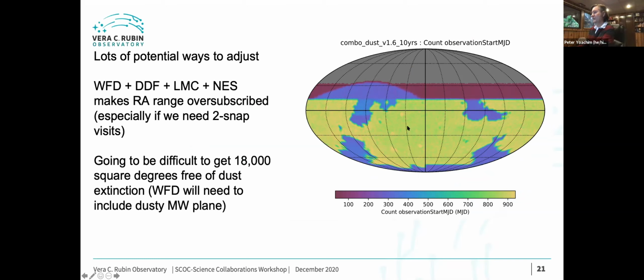And the Dark Energy Science Collaboration has been pushing very hard to get 18,000 square degrees that is low extinction, but just because of the shape of the sky and the seasons, it's going to be really hard to do that. We almost certainly need some of the wide, fast, deep to go through the Milky Way plane, definitely on the anti-bulge side and probably on the bulge side as well.